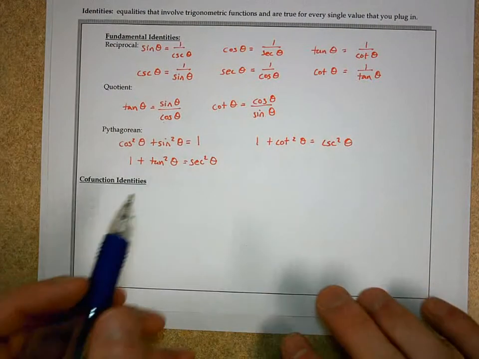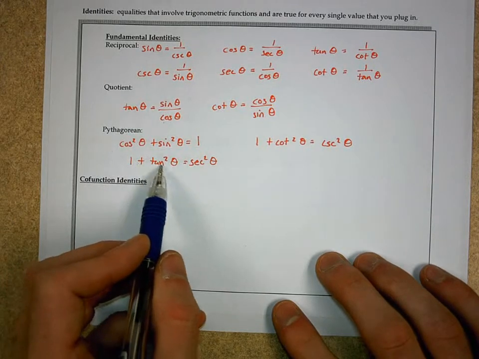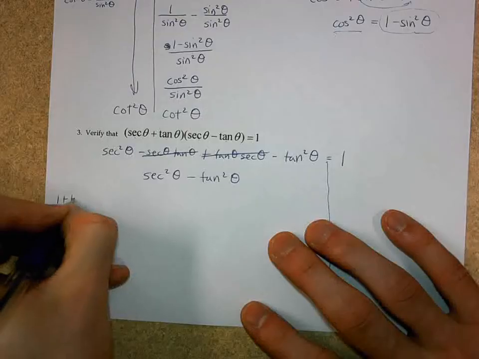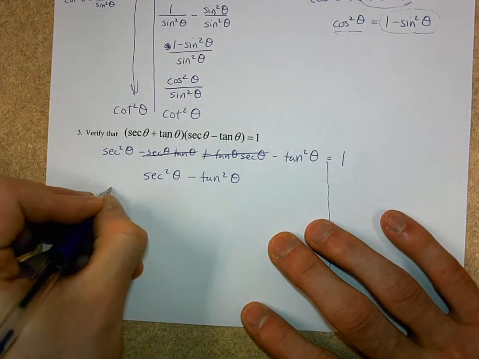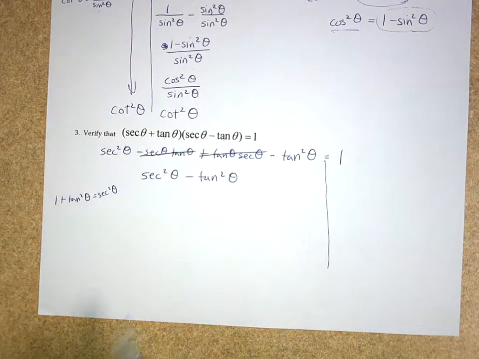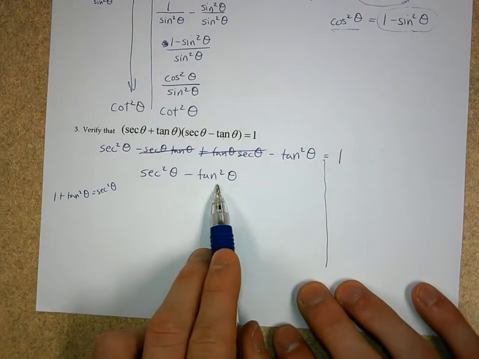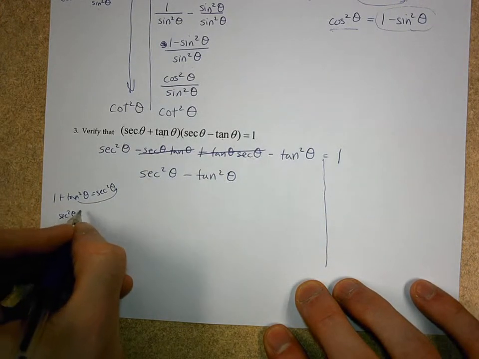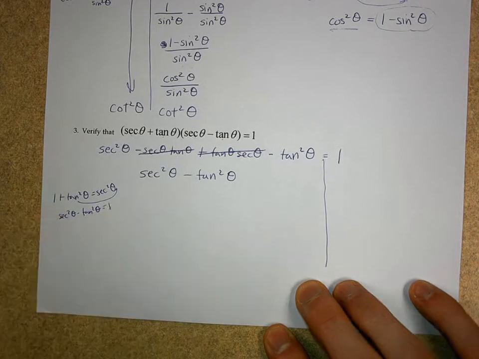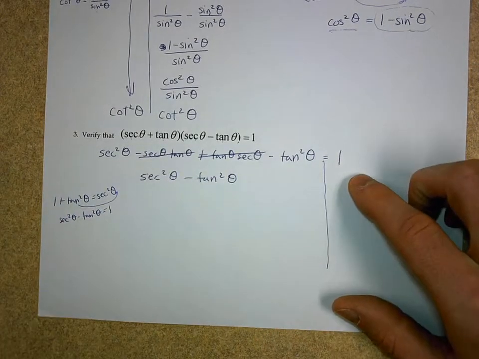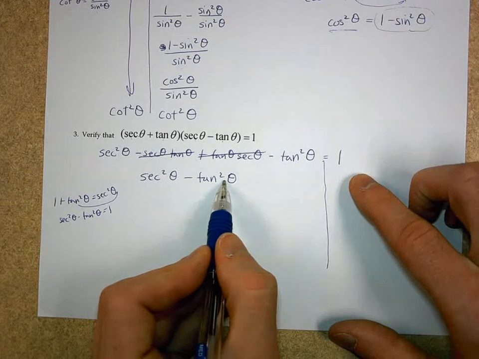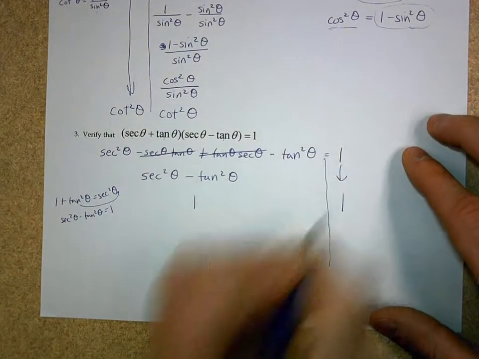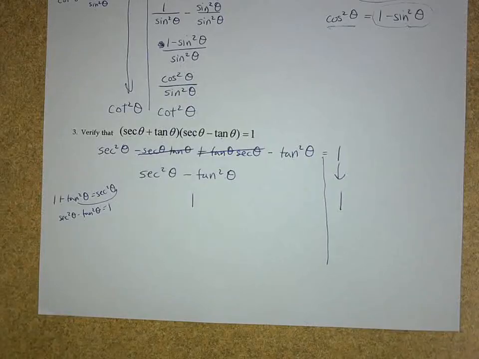If I go back to my identities, I can see right here 1 plus tangent squared theta is equal to secant squared theta. So 1 plus tangent squared theta is equal to secant squared theta. I've got to make it secant squared minus tangent squared. So over here I'd have to move the tangent to the other side. So secant squared theta minus tangent squared theta is equal to 1, which is really what I wanted. So secant squared of theta minus tangent squared theta is the same thing as 1. So I've just proved that identity.